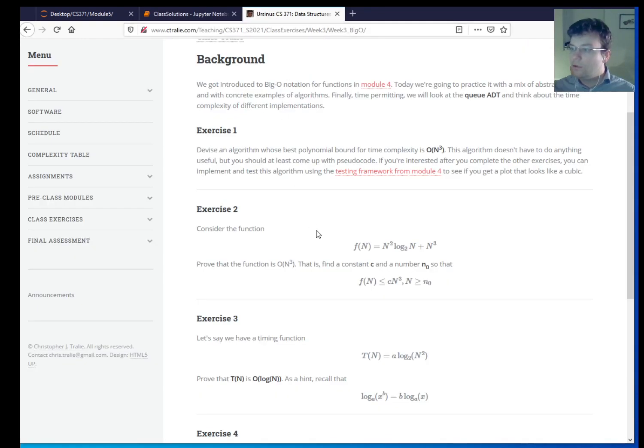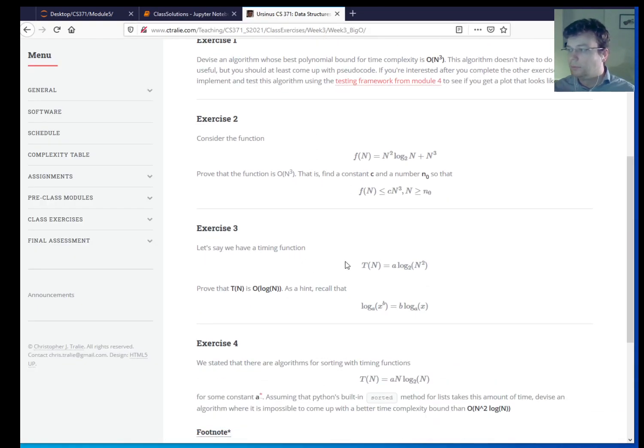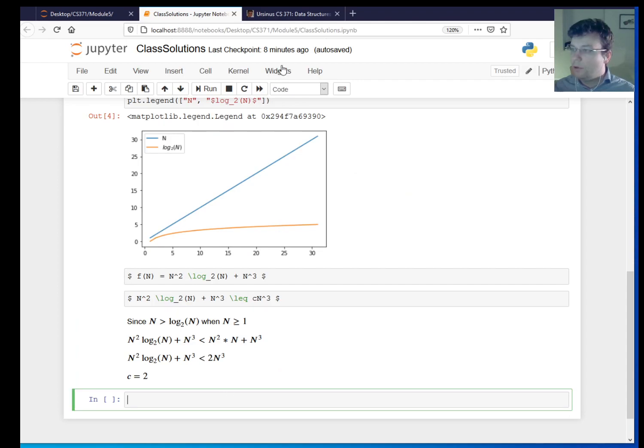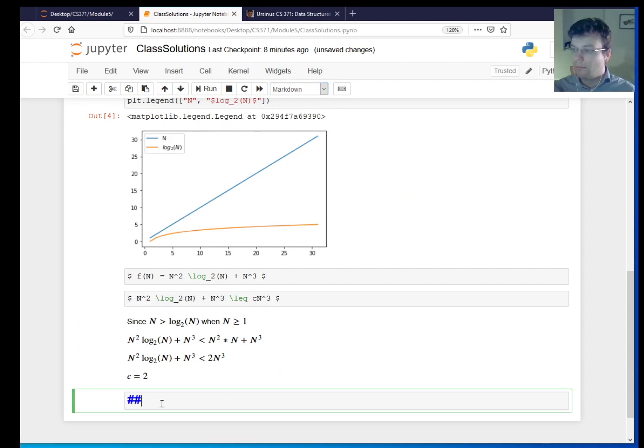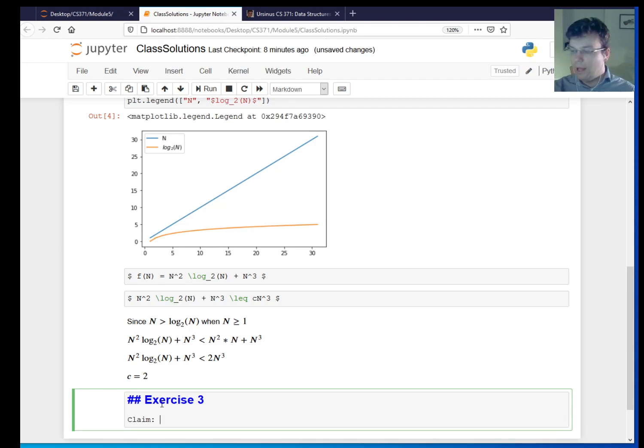All right, let's go on to the next problem. So let's say we have a function, log base 2 of n squared. Here's exercise 3. The claim is that f of n equals log base 2 of n squared is actually O of log n. I'll say log base 2 of n.